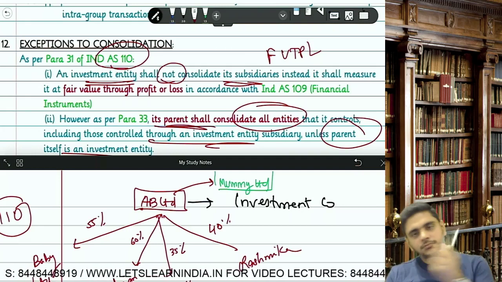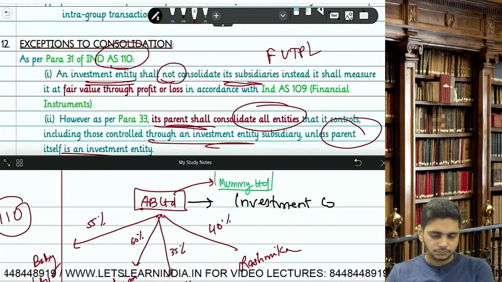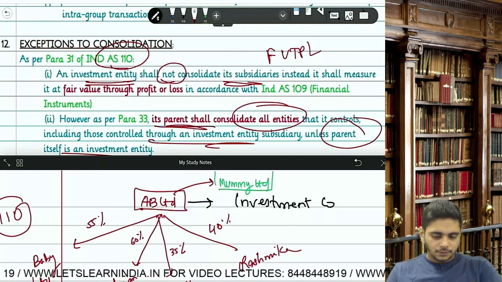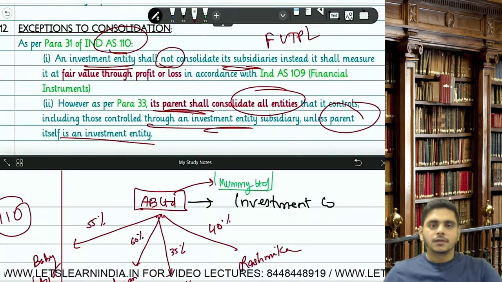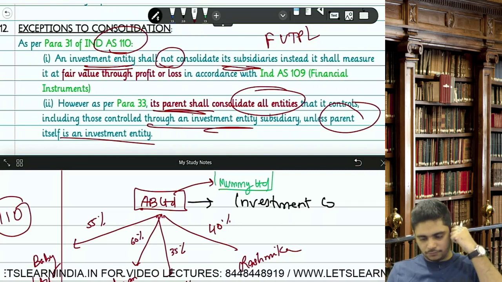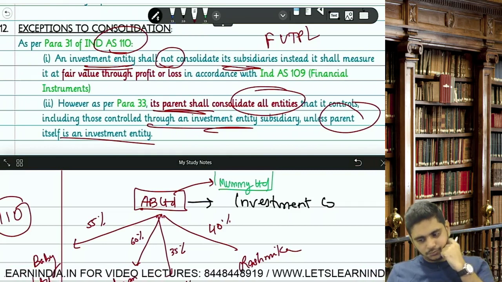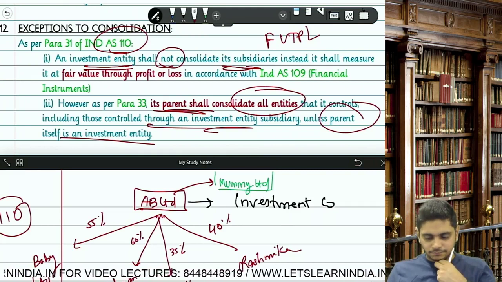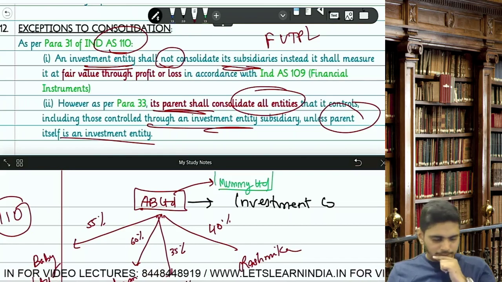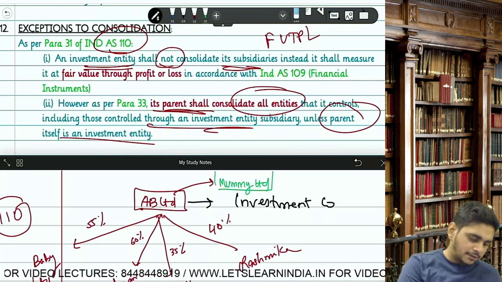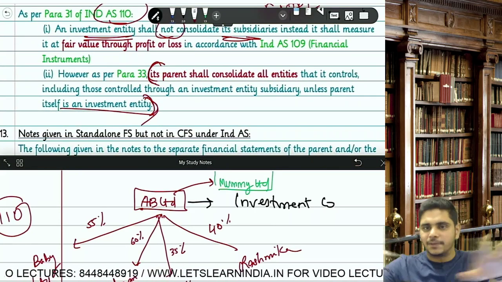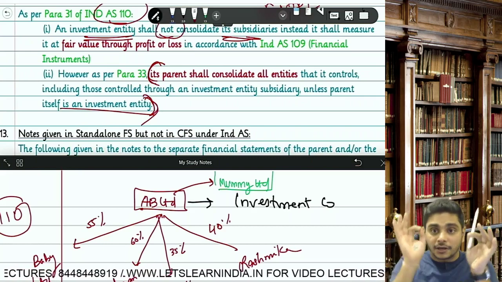Okay. Number 2. However, its parent. Now copy from the screen from here: its parental investment entity. Copy this same line, its parental investment entity, right.